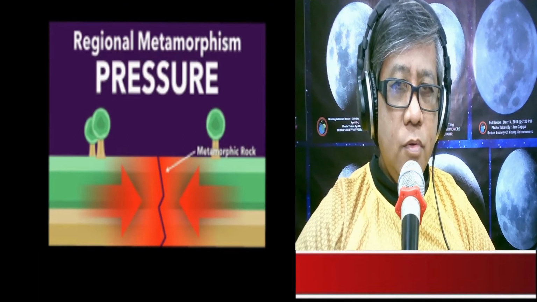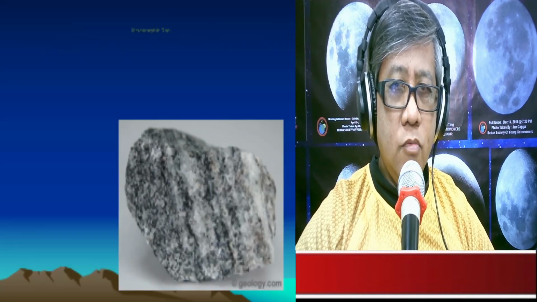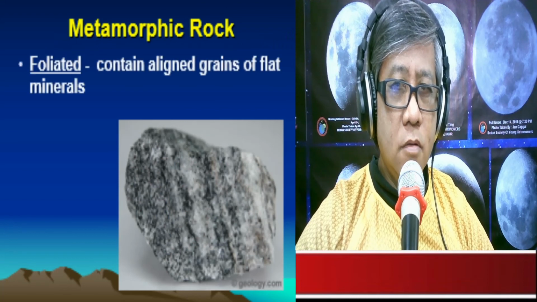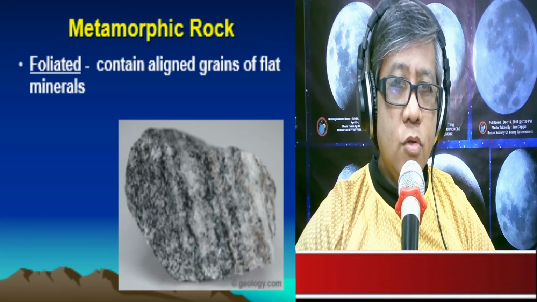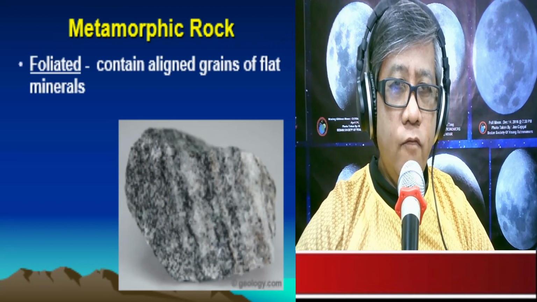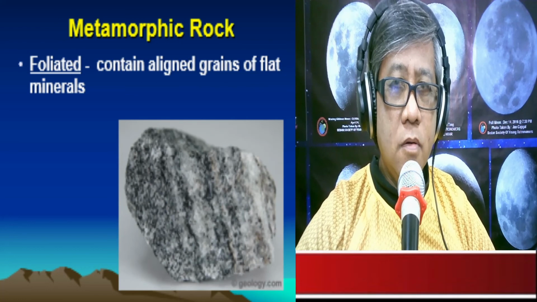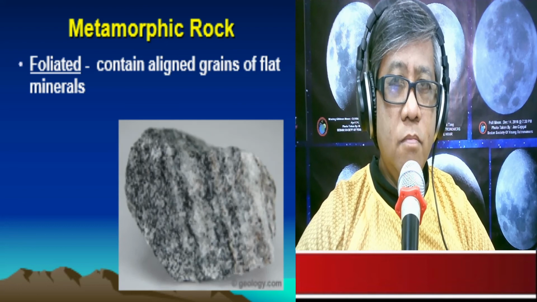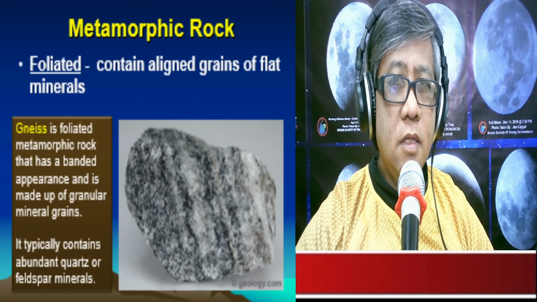Now, at this point, let us study how metamorphic rocks are classified. First, we have what we call foliated metamorphic rocks. Foliated metamorphic rocks are metamorphic rocks that contain aligned grains of flat minerals, and these aligned grains appear as bands or stripes. One good example of a foliated metamorphic rock is gneiss.